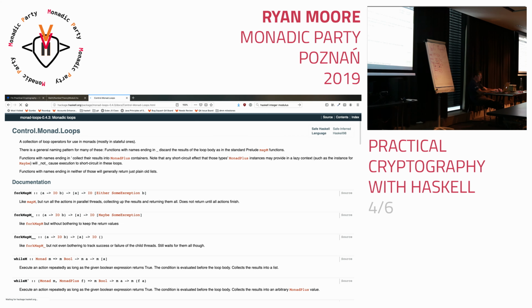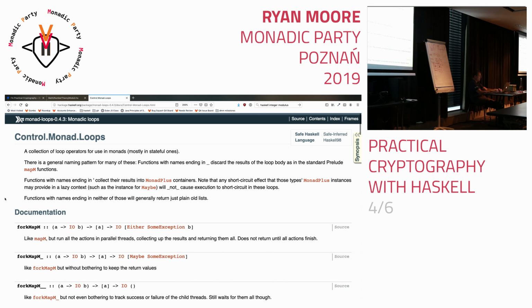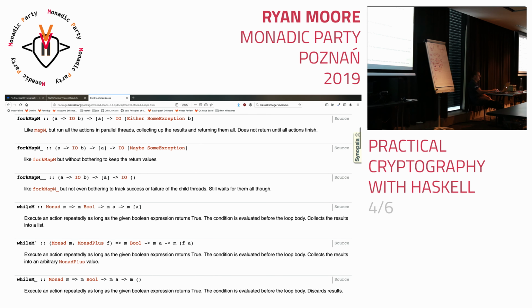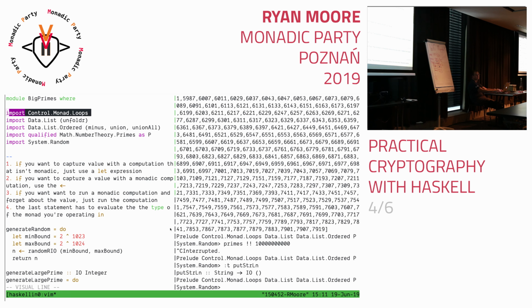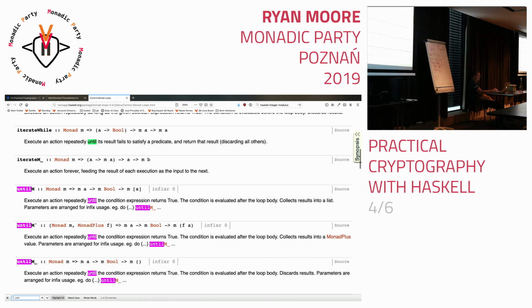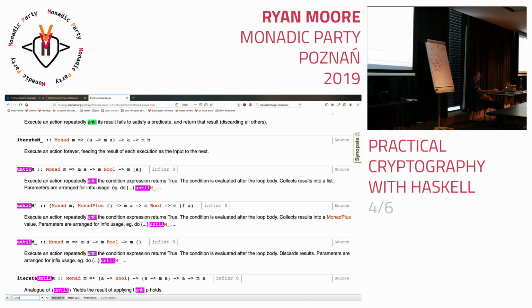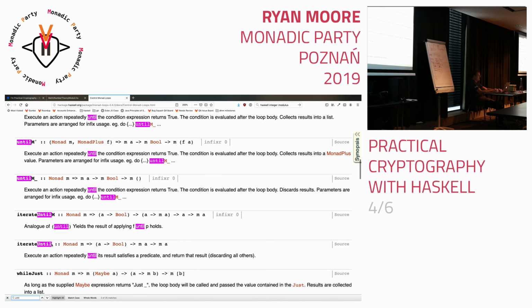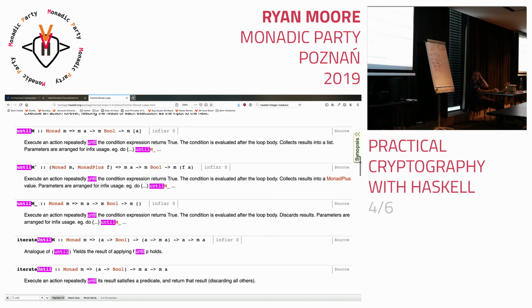an imperative language. Some of these look a little weird, like fork map, but while m: execute an action repeatedly as long as the given Boolean expression returns true. The condition is evaluated before the loop body. Collects the results into a list. Can't you do this with until as well? With what? Until? Yep, until will work. This one has some specific until m ones. There's another one that you may have seen, which is fix. Have you seen that? Yeah.